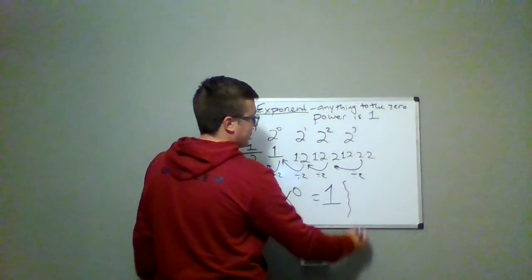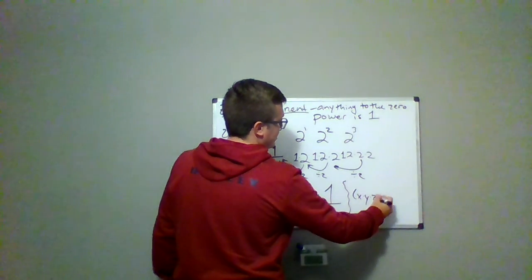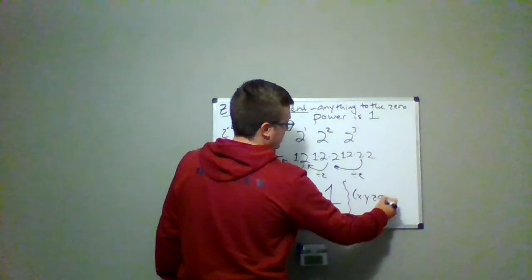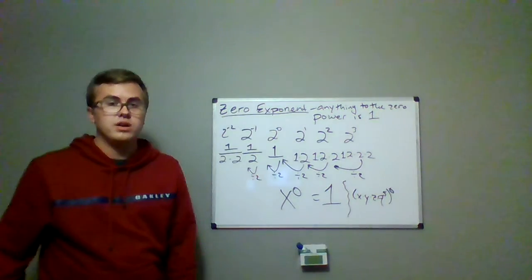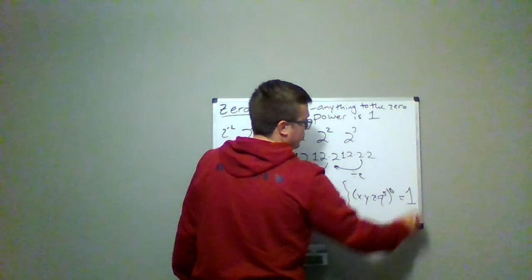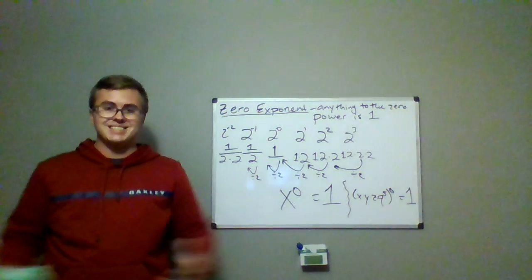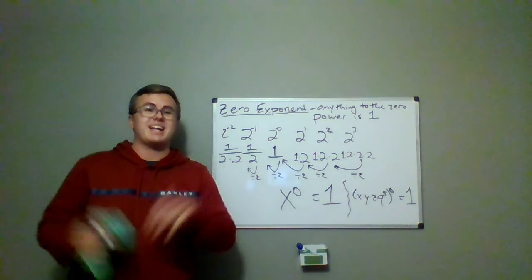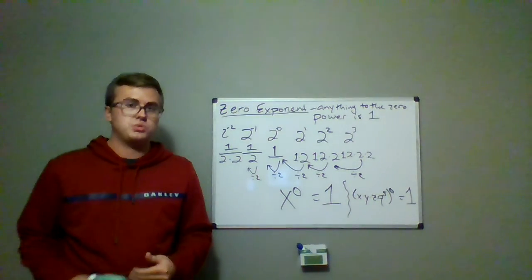So, for example, if I had x times y times z times q to the 5th power, and all of that is to the 0 power, that whole chunk is going to go to 1. So any symbols, any variables, any numbers, anything to the 0 power is always going to go to 1.